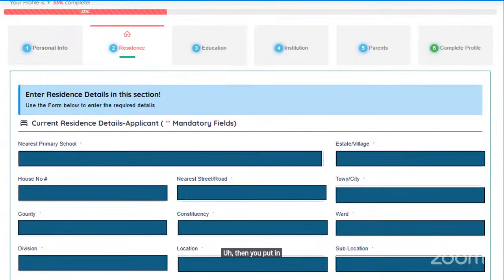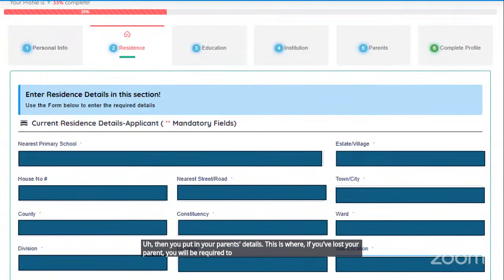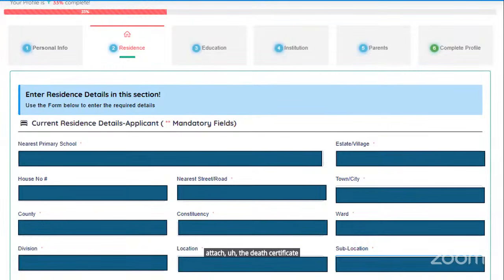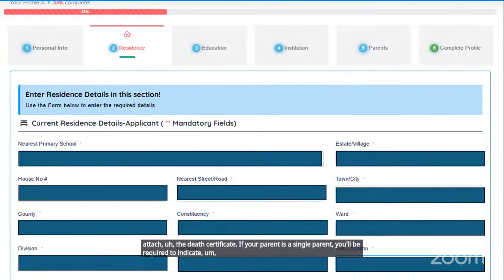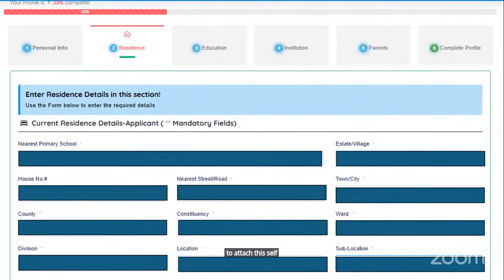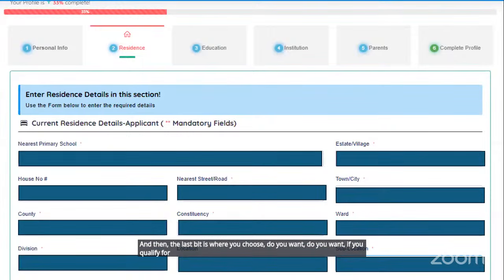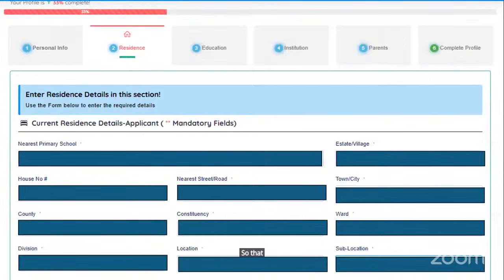Then you put in your parents' details. This is where, if you've lost your parent, you will be required to attach the death certificate. If your parent is a single parent, you'll be required to attach the single parent declaration form here. So please make sure you don't miss out on this. And then the last bit is where you choose: if you qualify for scholarship and loan, do you want to take scholarship and loan? Do you want to take scholarship only, or do you want to take loan only? That is where you choose it.